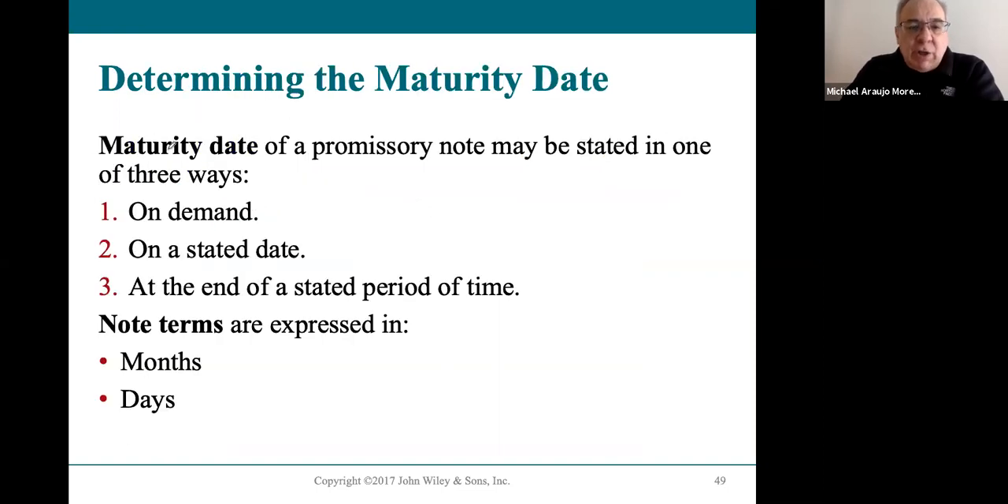Okay. So the date that it's due is called a maturity date. And how notes receivable work is that you pay the full amount back with interest on the maturity date. So on the maturity date, you're collecting money that includes the original loan plus the interest on that loan on the same day. Okay. And notes are normally either listed in days or months. And that's important to know.